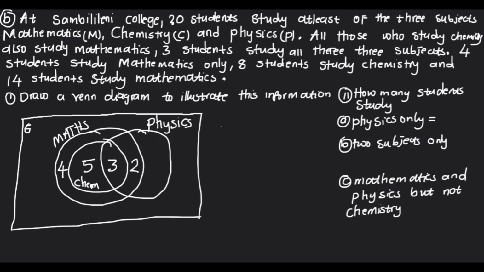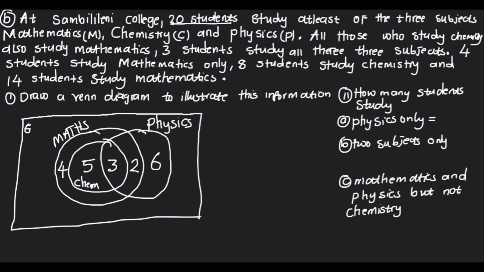Now let's look at the total numbers of these. So we have 4 plus 5, 9 plus 3, 12 plus this. So we have 14. Now the total number of the students, we have 20 students. So 20 students minus the 14, here we are going to have 6. So this is how we can draw a Venn diagram for a problem like this one.